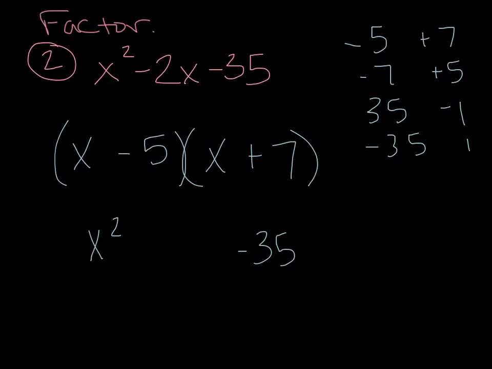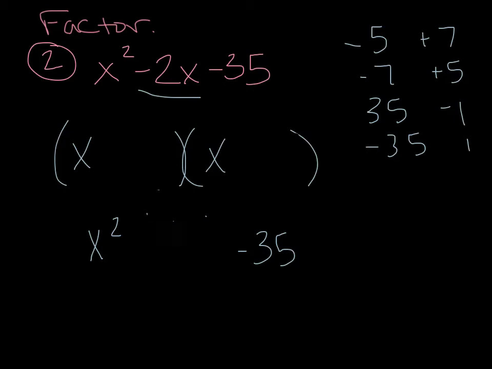So multiply the middle two terms. Negative 5 times x is negative 5x. And x times 7 is positive 7x. Well, is negative 5 plus 7 negative 2? No, so that can't be right. So these are not my numbers. So erase those.